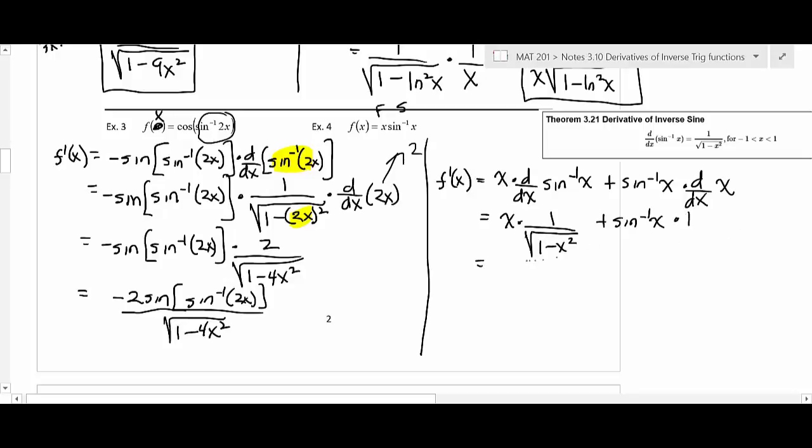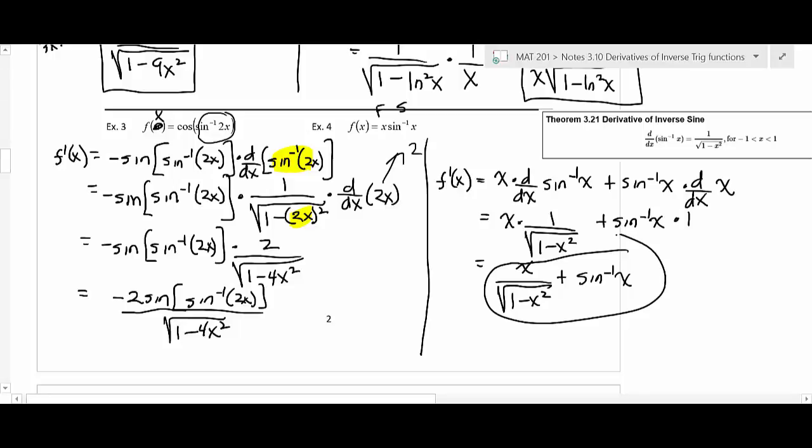So I wouldn't do much with this one. I would just write it as x over square root of 1 minus x squared plus the inverse sine of x, like that. And that would be your derivative. That's as far as you can take it. The other thing you could do is you could get a common denominator and do that if you want to. Okay, so that kind of takes you through the basic idea of this derivative rule and how you're going to work out derivatives for inverse sine. Is there any questions on that? Okay, now we're going to move on.